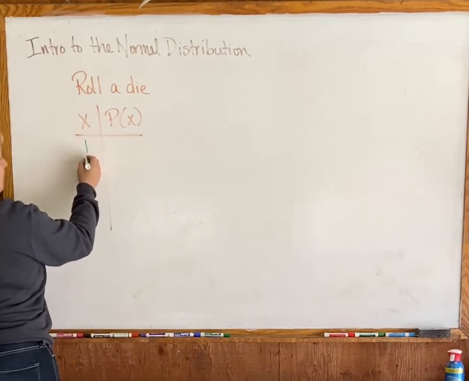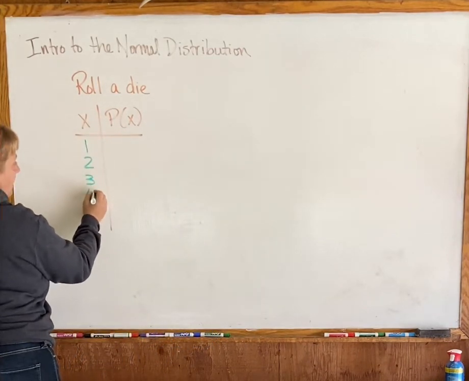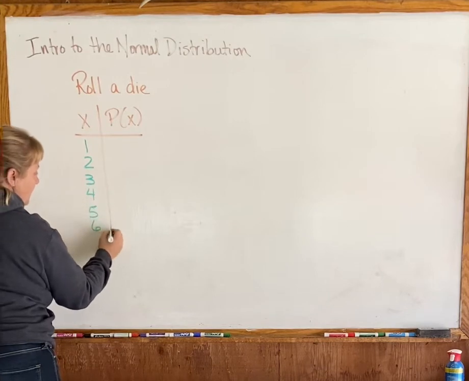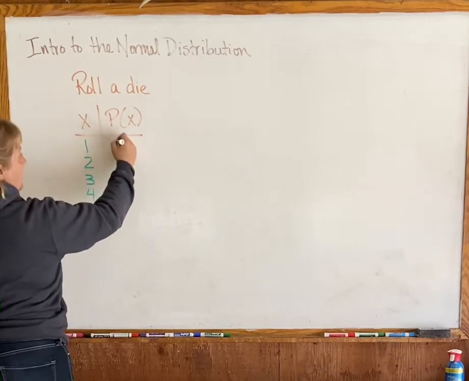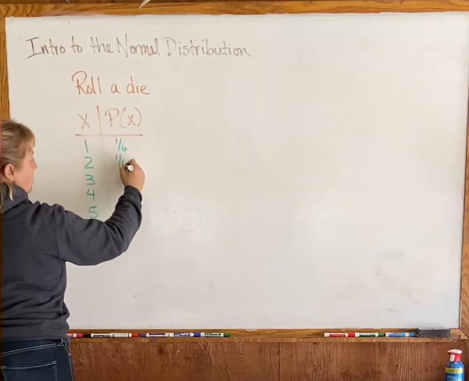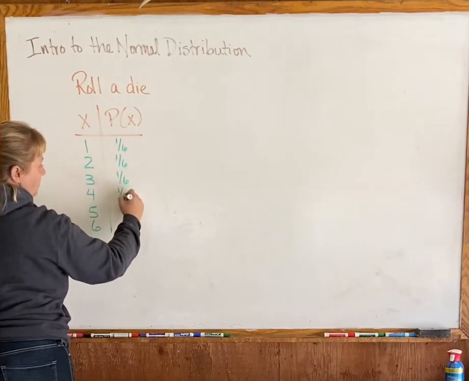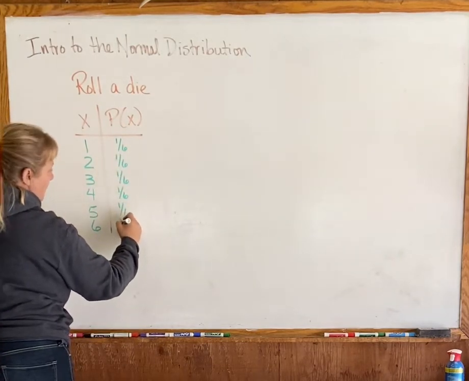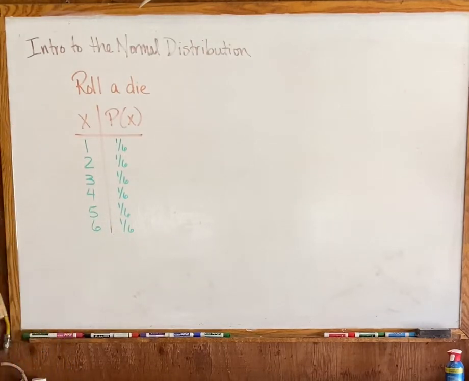We have our 6 options, 1, 2, 3, 4, 5, and 6. And the probability of each one is 1/6. So we've had that in our notes before.